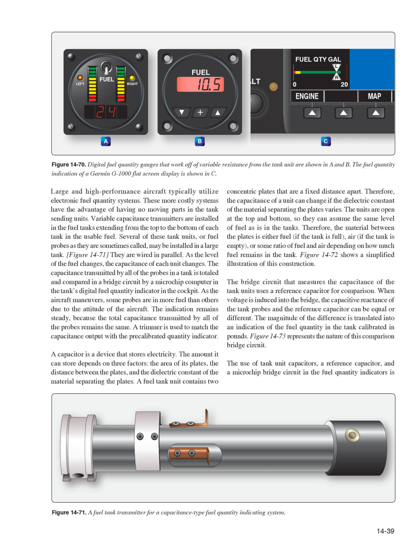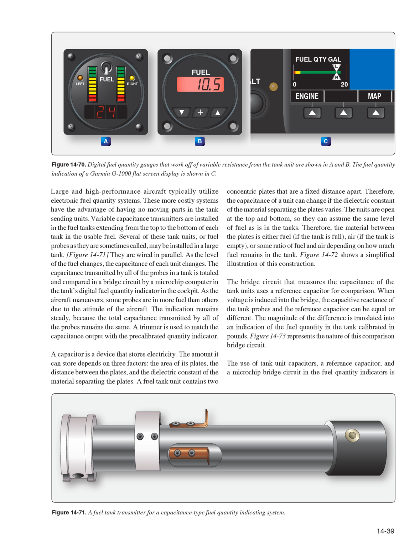Large and high-performance aircraft typically utilize electronic fuel quantity systems. These more costly systems have the advantage of having no moving parts in the tank sending units. Variable capacitance transmitters are installed in the fuel tanks extending from the top to the bottom of each tank in the usable fuel. Several of these tank units, or fuel probes as they are sometimes called, may be installed in a large tank. Figure 1471, they are wired in parallel.